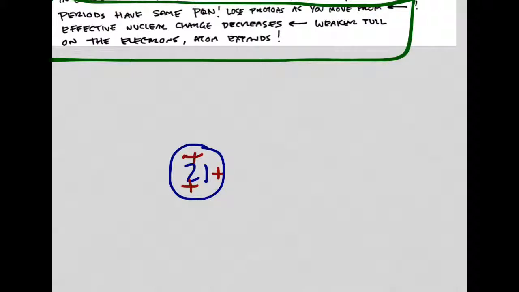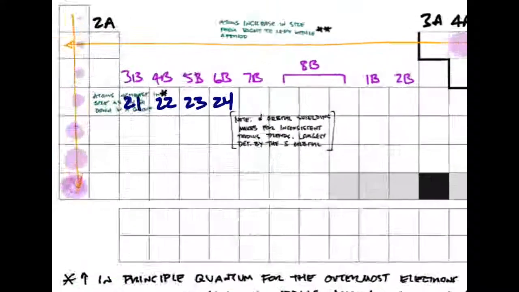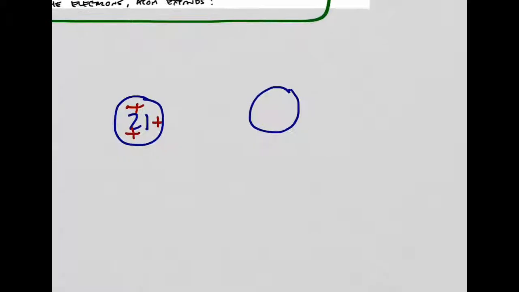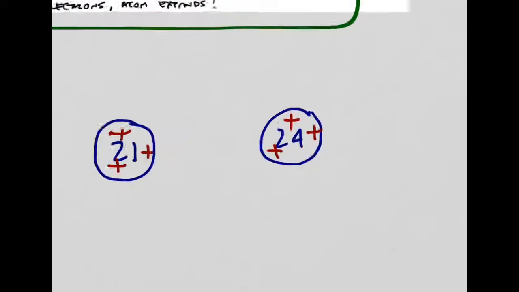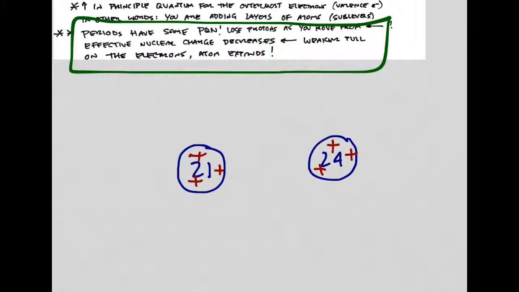And then I compare it to an atom that instead of having 21 has, say, 24 protons hanging out in here. Now, if you take a look at the effective nuclear charge, I hope you all understand that this one right here has a higher effective nuclear charge as compared to this one right here. This one is a high effective nuclear charge, this one has a lower.